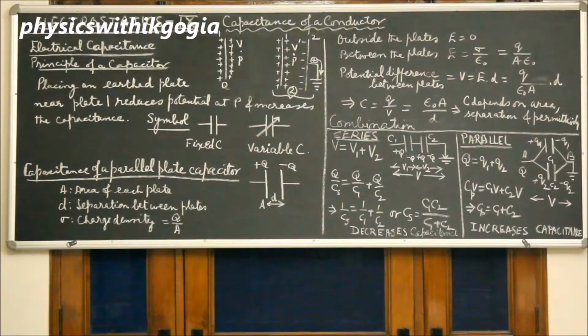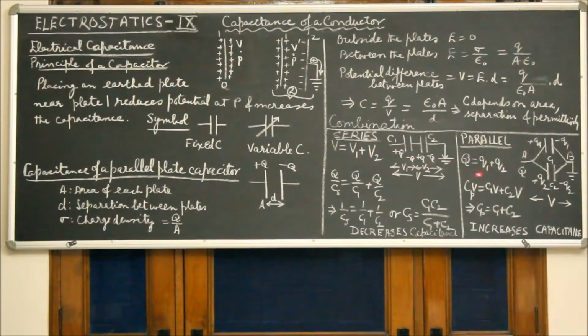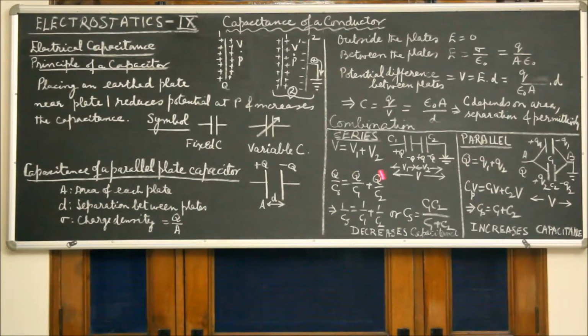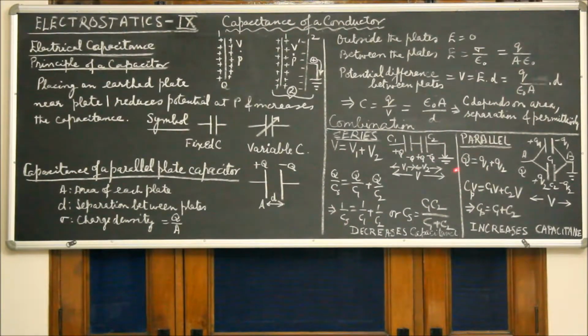There are two types of combinations of capacitors. They can be joined in series or they can be joined in parallel. The capacitors joined in series are shown here. We have two capacitors connected end to end. Such a combination is called a series combination.